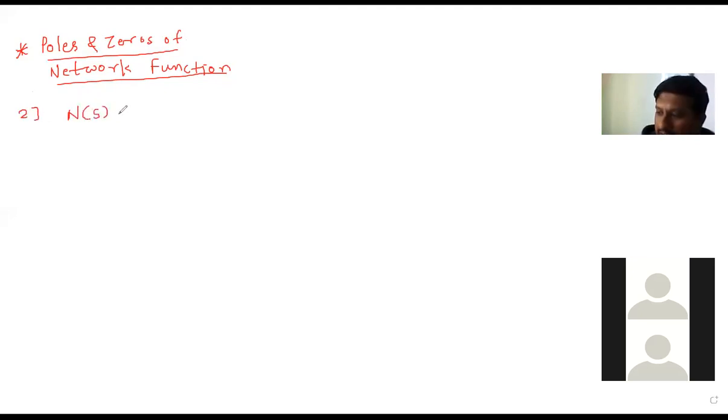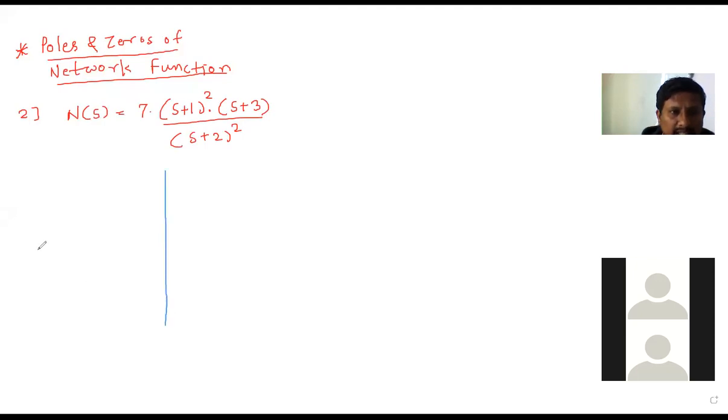So N of s is equal to 7 into (s plus 1) whole square, then into (s plus 3), divided by (s plus 2) whole square. So my question is, how many poles are there and how many zeros are there in the given network? Meanwhile, I will start to plot the poles and zeros. You can tell how many poles and zeros there are and at which location they are located. That you can tell me now.